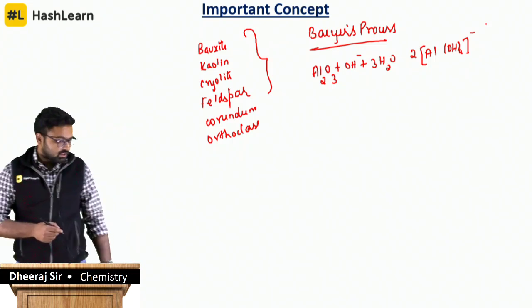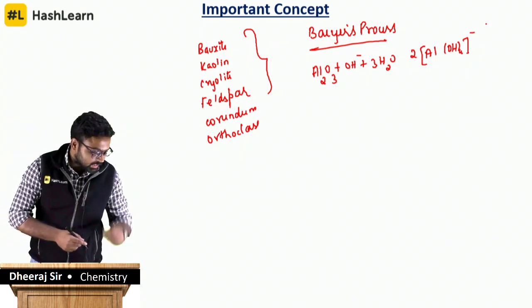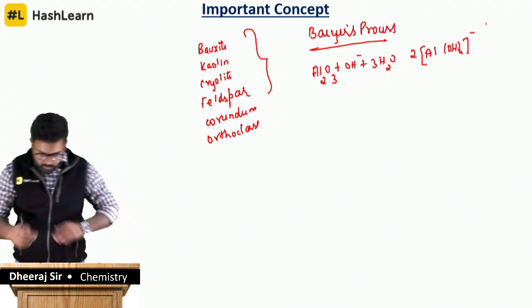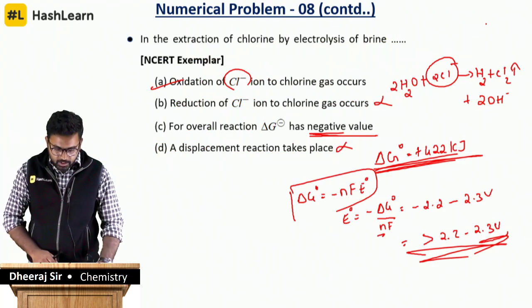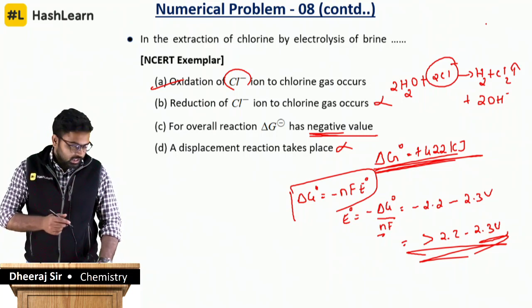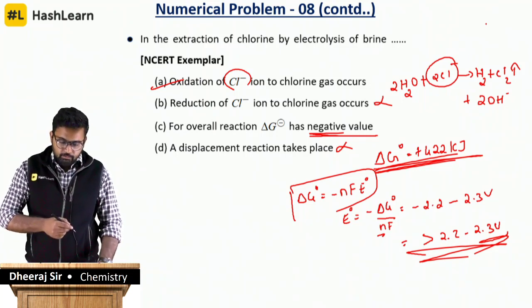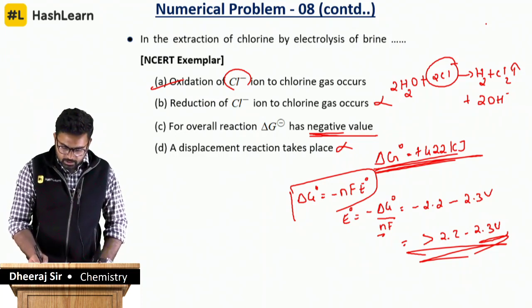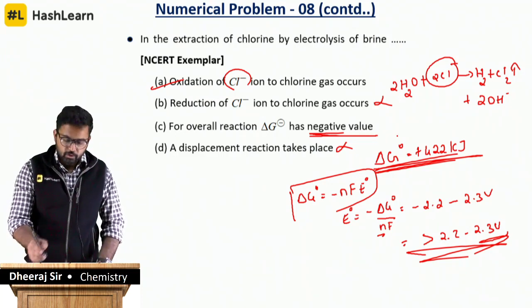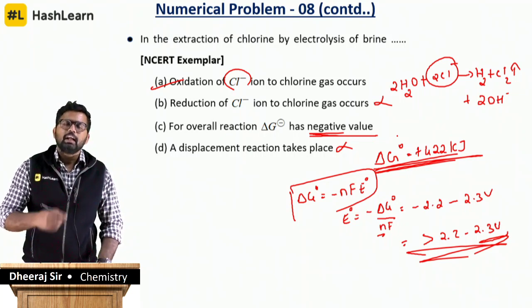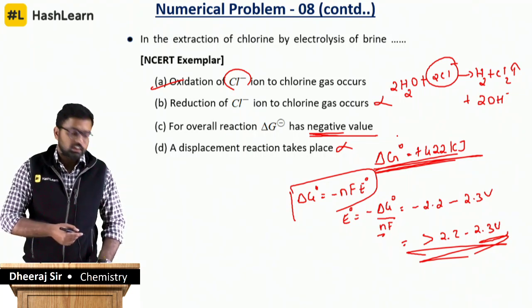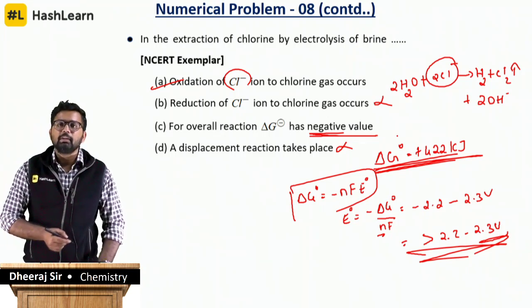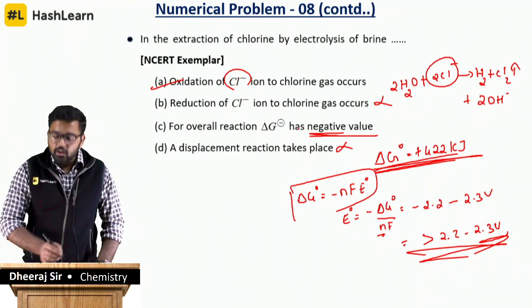So Sakshi is asking, won't both options A and C be correct for the 8th question? So let us try to answer that question. I'll quickly go back. Sakshi says for overall reaction delta G naught has negative value. Delta G naught does not have a negative value for both, Sakshi. If it would have had a negative value, the reaction should have been spontaneous. So you yourself said that the reaction will not be feasible. Yes, the reaction is not feasible, therefore the delta G naught value has to be positive.